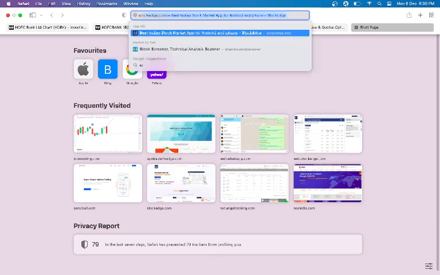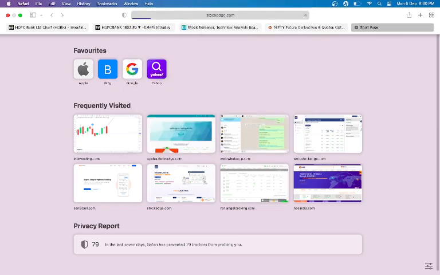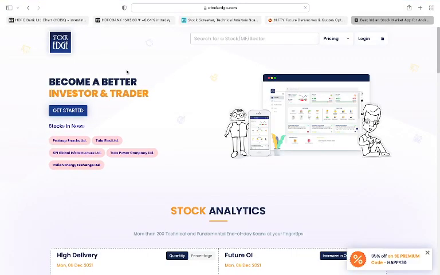And going back, we have a beautiful website called StockEdge. This is most needed. StockEdge will create and give you a lot of shortcuts. StockEdge is a beautiful website. It will give a lot of shortcuts to trading, intraday and swing trading. So in StockEdge, click on Get Started.